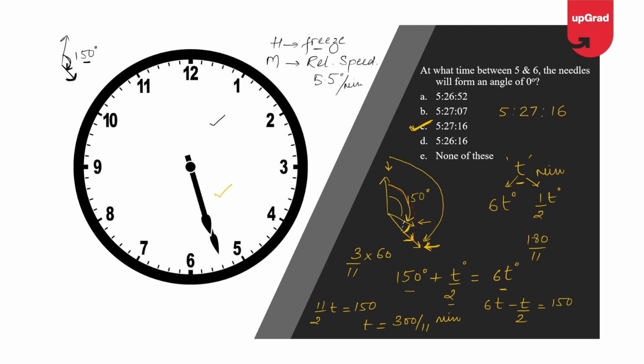So I know the formula of speed is equal to distance upon time. Now since here I'm calculating time and my distance is 150 degrees and my speed is 5.5 degrees per minute, upon calculation I'll end up getting the same value, which is 300 by 11, and that is going to give me my answer, which is 5 hours 27 minutes. As you can see, this is what my equation was, it was 300 by 11.